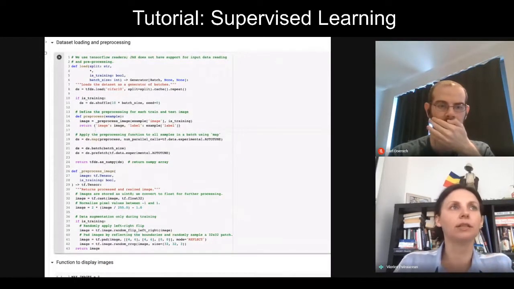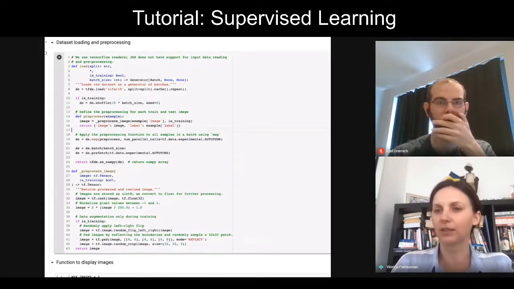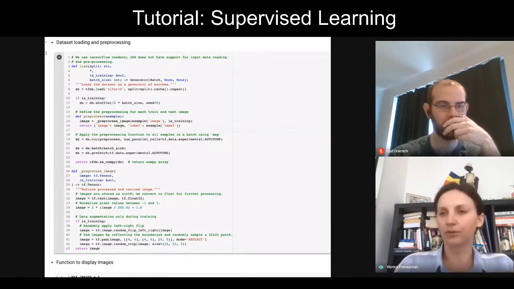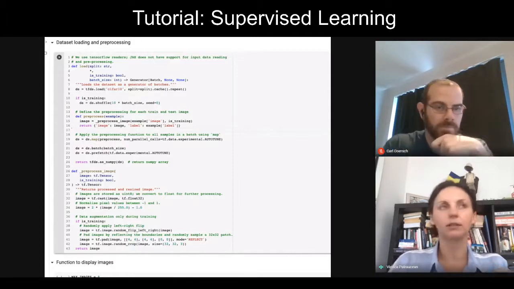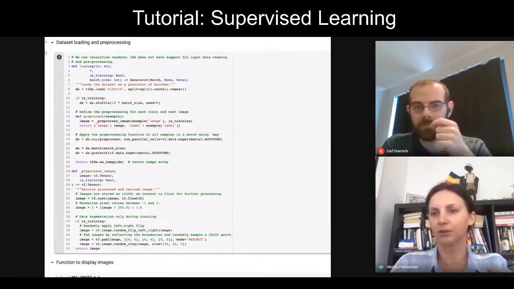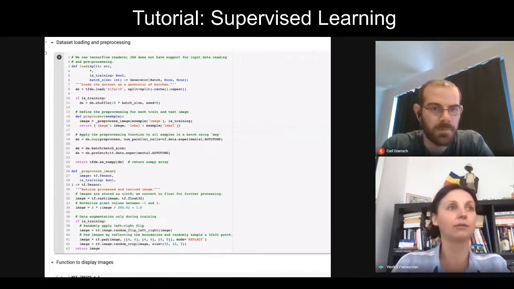For data set loading and pre-processing, we are going to still be using TensorFlow. But for the rest, we are using JAX and Haiku. JAX does not offer support for data pre-processing and loading because TensorFlow has already done a pretty good job at that, so there was no point in replicating the effort. So in this part we are still using TensorFlow.